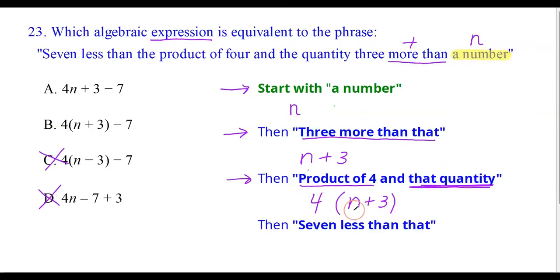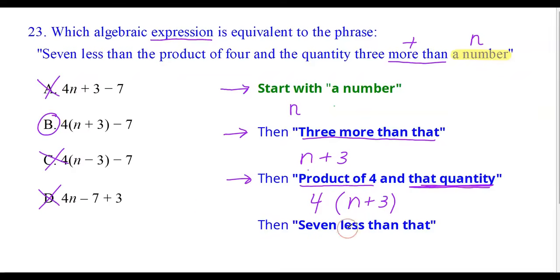So I can find the final answer now. I know it has to contain 4 parentheses n plus 3, which matches up with, well, actually the only one that contains that is B. If you look at A, it doesn't have the parentheses around it, so I can get rid of the A, and my answer is B.